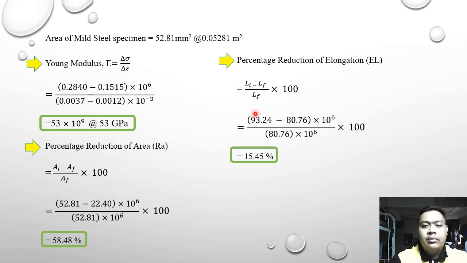Okay, the third one is the percentage reduction of elongation. We use the same equation. We insert the data, the length before elongation and after. This is the after elongation minus before. Then we get the percentage of the elongation before and after. The elongation is 15.45% from the original length.